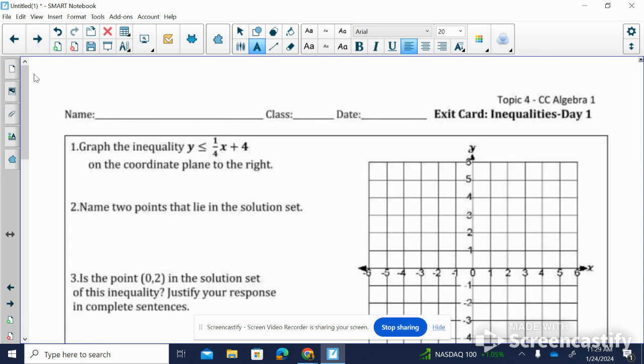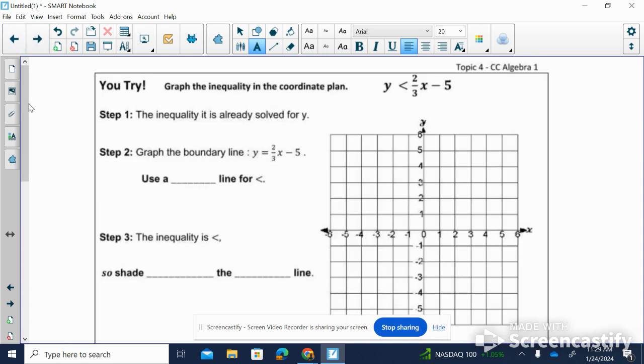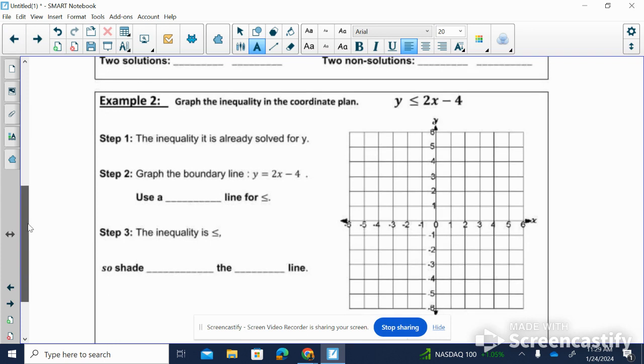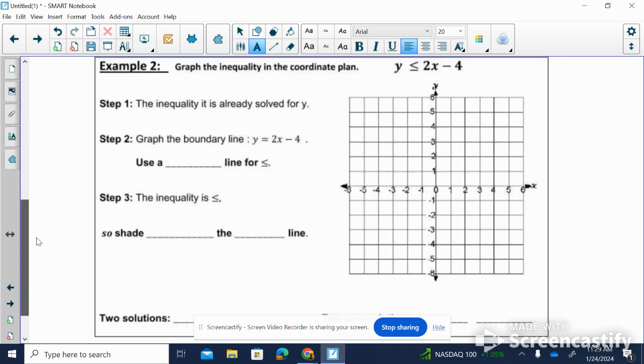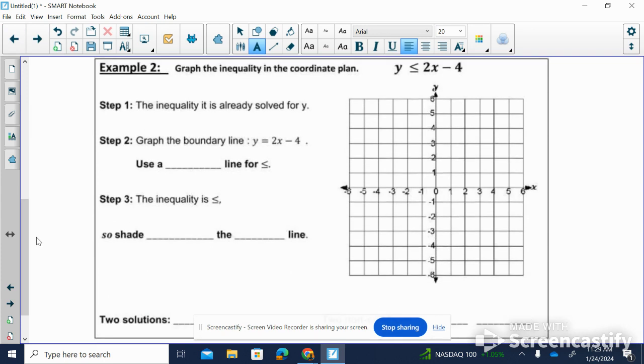So I'm going to go over here to example 2, because I've already done example 1 with you guys. And I'm going to graph the inequality in the coordinate plane. So the first step is make sure that the inequality is solved for y, which this is. That means we just want to get y to one side. So if it was given to us in standard form or point slope form or any other form besides slope intercept form, we would have to change it.